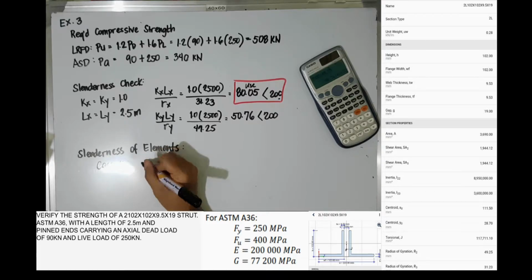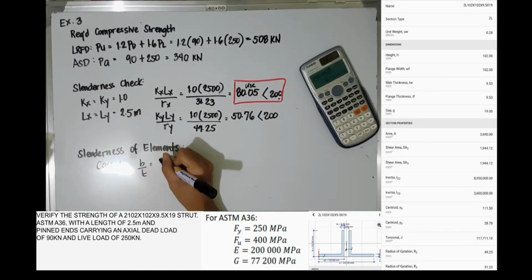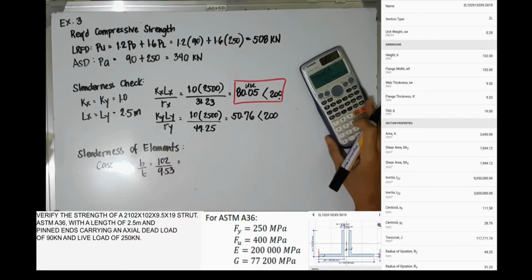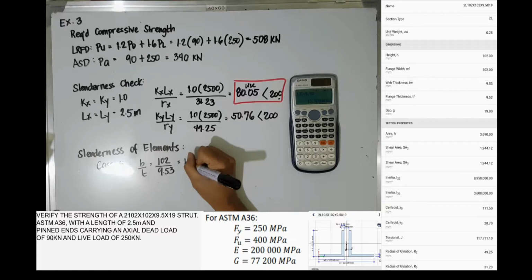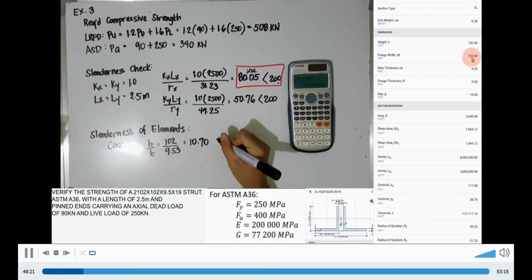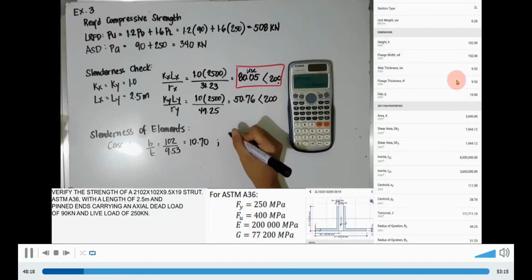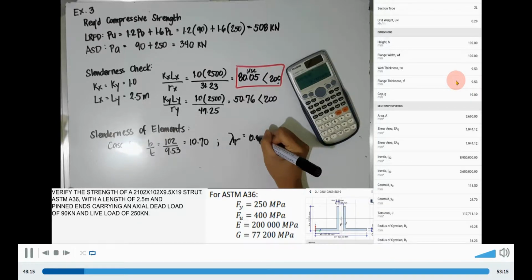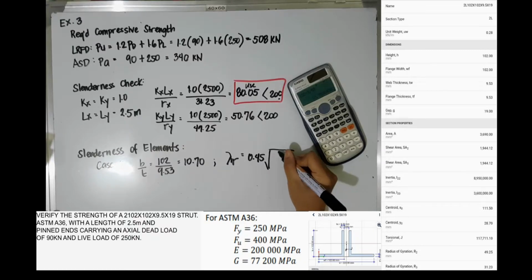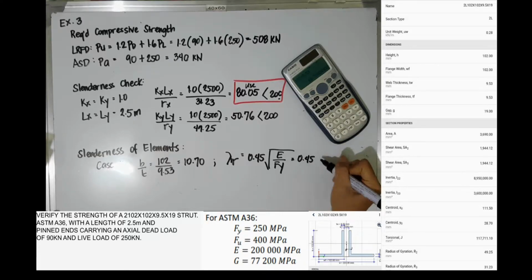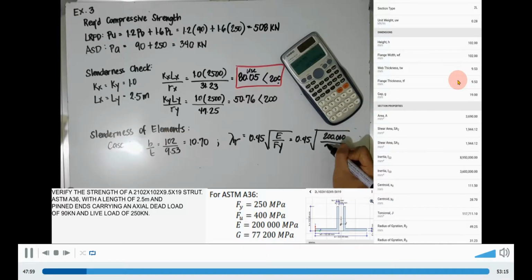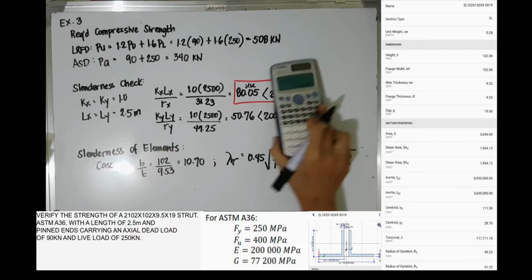So determining the width thickness ratio, our B is equal to 102 and the thickness is 9.53. So the flange width is 102 here, and the thickness of the flange is 9.53. And then checking the limiting slenderness parameter, it is 0.45 square root of the modulus of elasticity divided by Fy. So our modulus of elasticity is equal to 200,000 and Fy is equal to 250 megapascal.